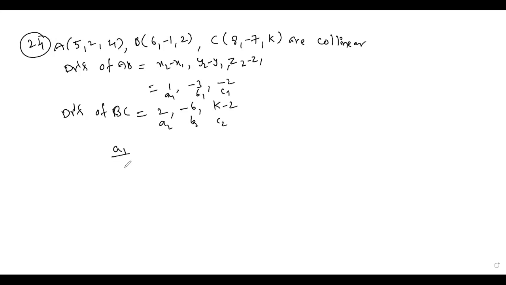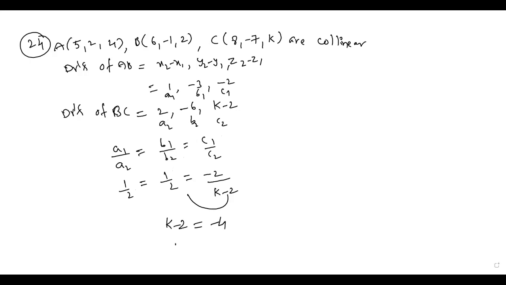If the lines are parallel or collinear, we have the formula a1 by a2 equal to b1 by b2 equal to c1 by c2. 1 by 2. Minus 3 by minus 6, that is 1 by 2 only. Minus 2 by k by 2. Compare any two terms. K minus 2 is equal to minus 4. K is equal to minus 4 plus 2, that is minus 2, is the answer. That is, option A is the correct one, students.